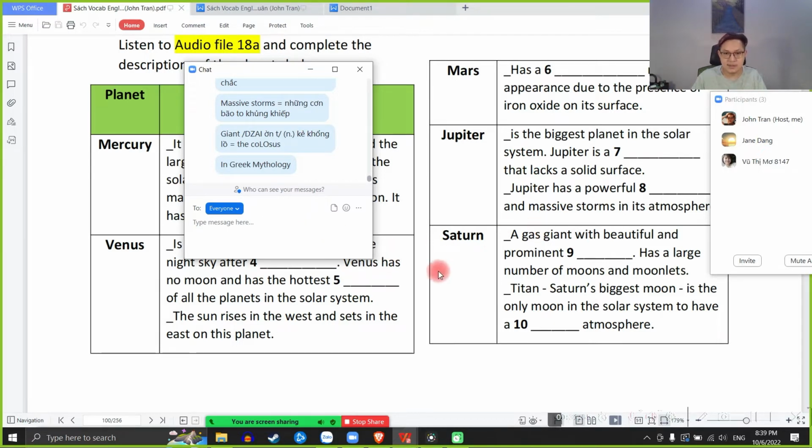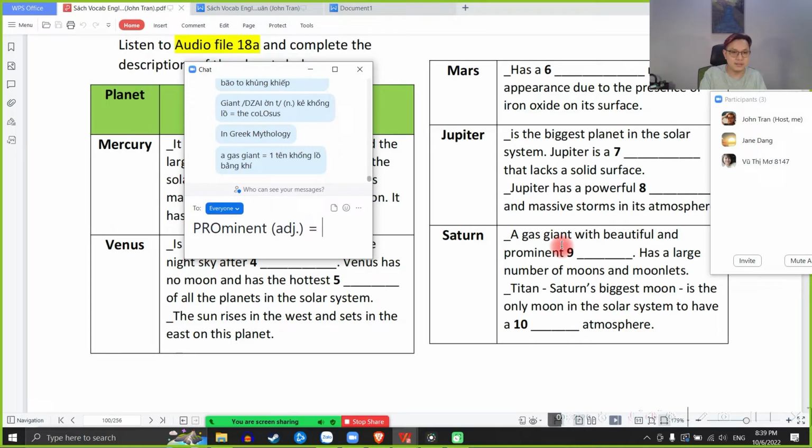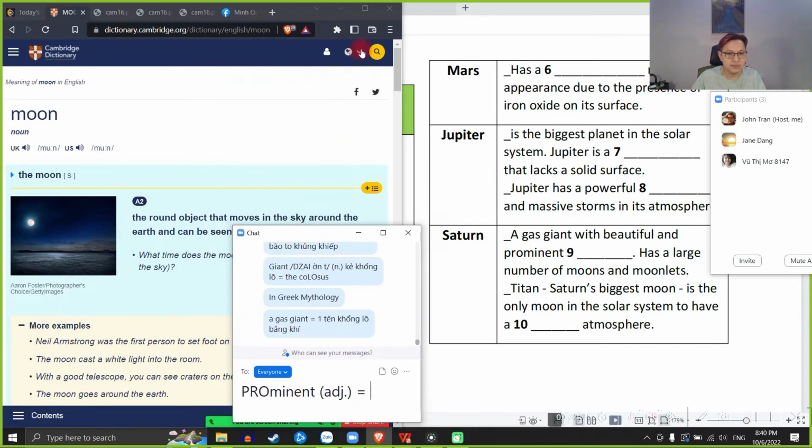It's a gas giant. Okay, Saturn là sao Thổ. Nó là một cái gas giant. A gas giant. Một tên khổng lồ bằng khí. Tức là nó không phải là bằng cái gì khác mà là bằng không khí ra. A gas giant with beautiful and prominent something. Với cái gì đó rất là đẹp và prominent. Prominence can mean dễ dàng nhìn thấy. Hay là nổi tiếng vậy.